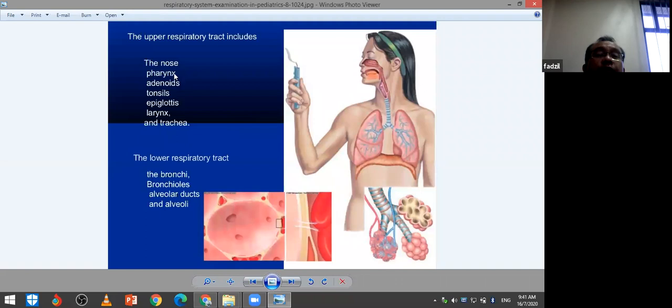So the upper respiratory tract includes the nose, pharynx, adenoid, tonsils, epiglottis, larynx and trachea. The lower will be two-thirds of the trachea, bronchi, bronchioles, alveolar ducts and alveoli. This is the lower, this is the upper.